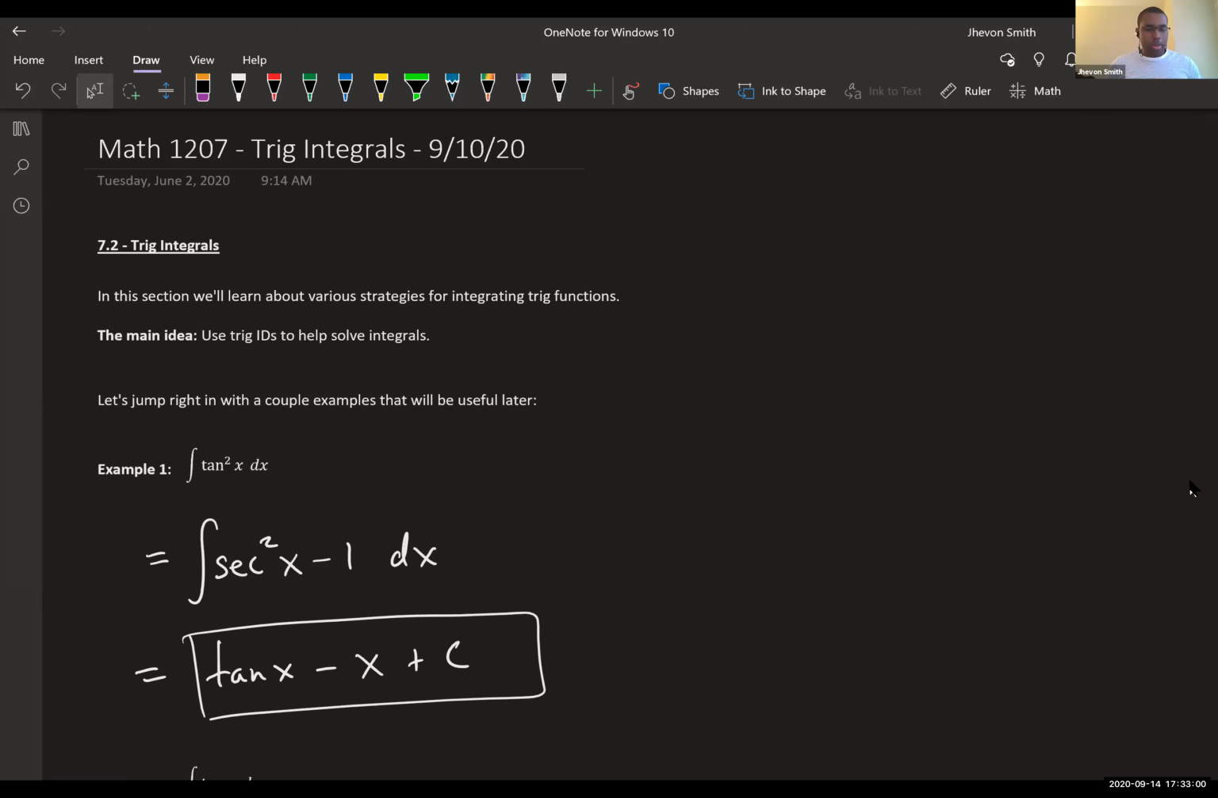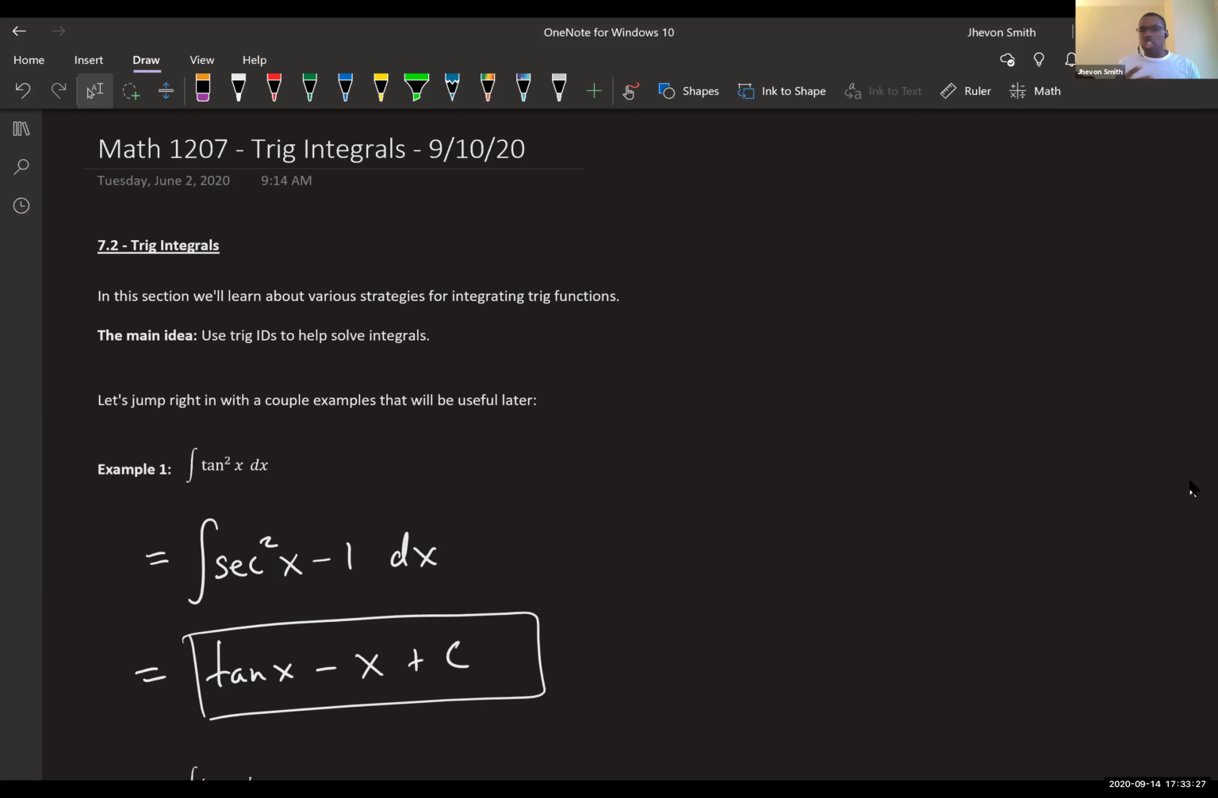Conceptually, there's nothing new that we're going to talk about today. We're pretty much just going to be going through a bunch of other examples, letting some more people trickle in here. Some more examples, but we're basically going to be doing the same idea. So last time we started section 7.2, trig integrals, and the basic idea is just to use trig identities to help us compute integrals. So that's what we're going to do.